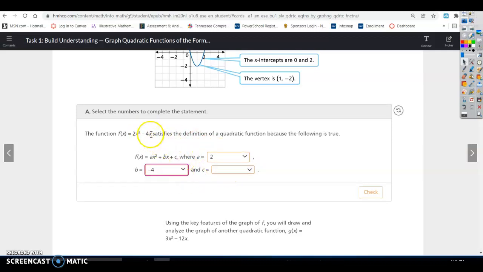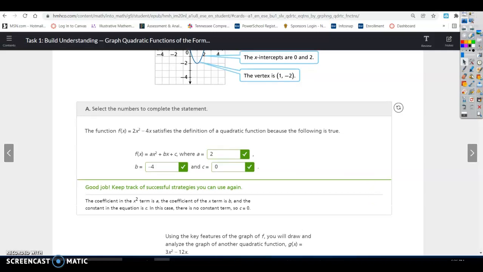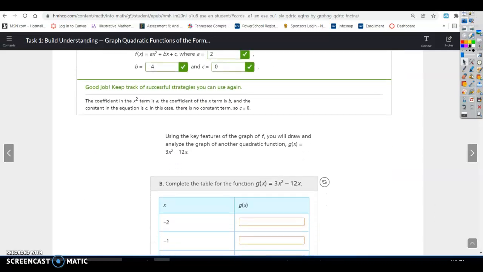And C would be whatever the constant term is. In this case, there is no C, so we're going to say C is 0. All right, so it says using the key features of the graph for f, you will draw and analyze the graph of another quadratic function, g of x equals 3x squared minus 12x.